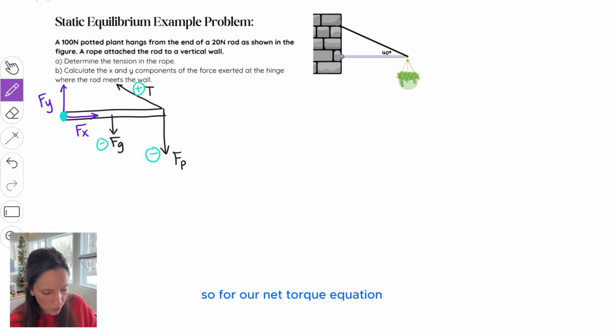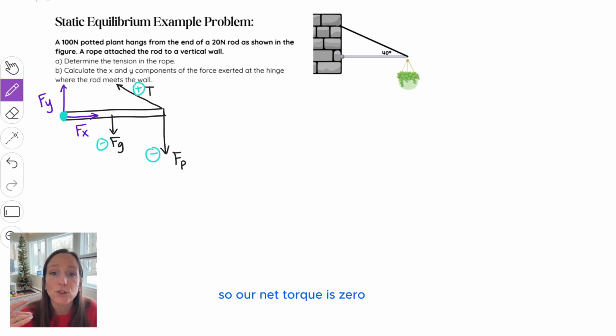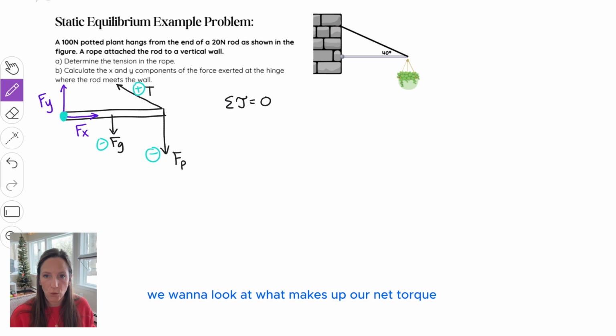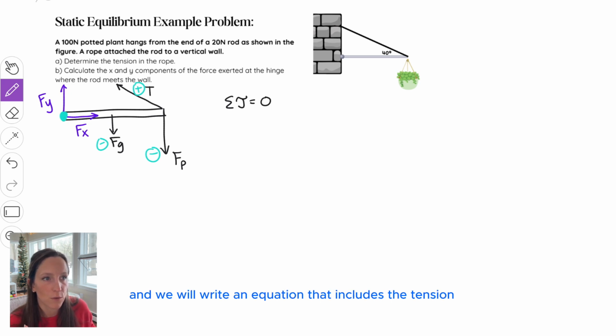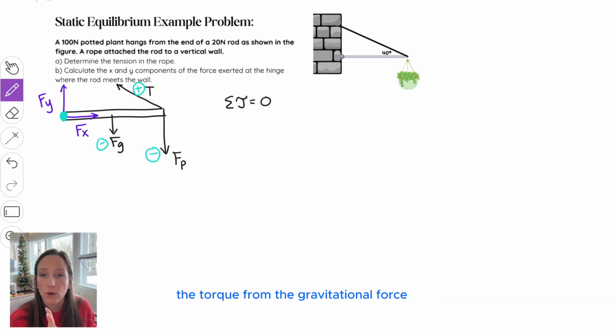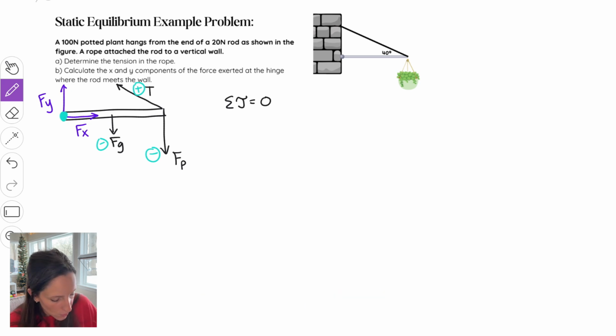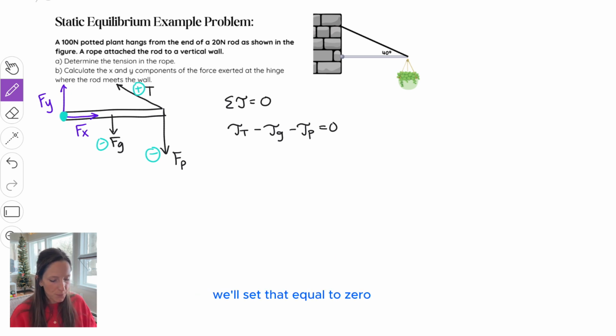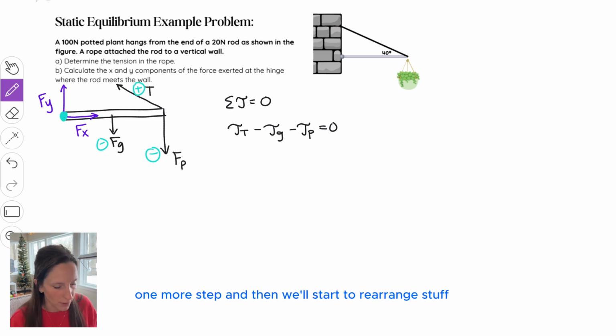So for our net torque equation, this is static equilibrium, so our net torque is 0. If our net torque is 0, we want to look at what makes up our net torque, and we will write an equation that includes the torque from tension, the torque from the gravitational force, and the torque from the plant. I'm gonna really break this down step by step for you guys. So we have the torque from our tension force minus the torque from gravity minus the torque from the plant. We'll set that equal to 0. And again, we're gonna set this up to solve for tension in the rope.